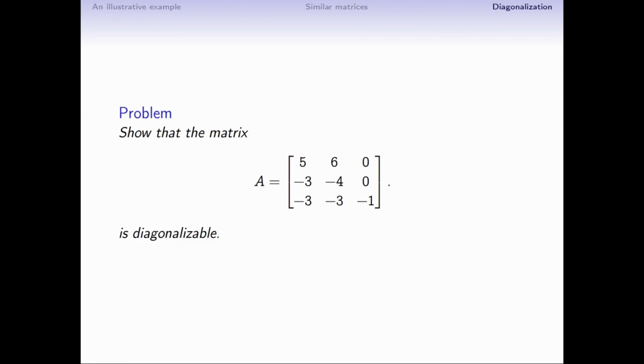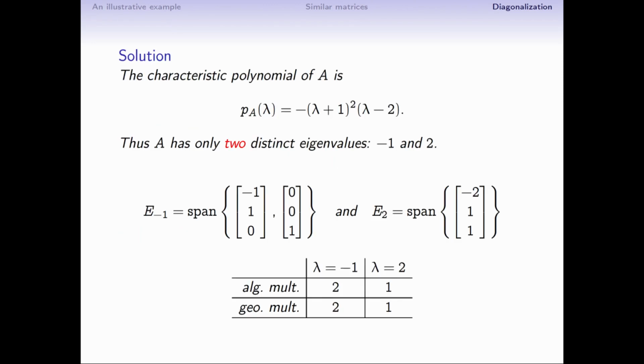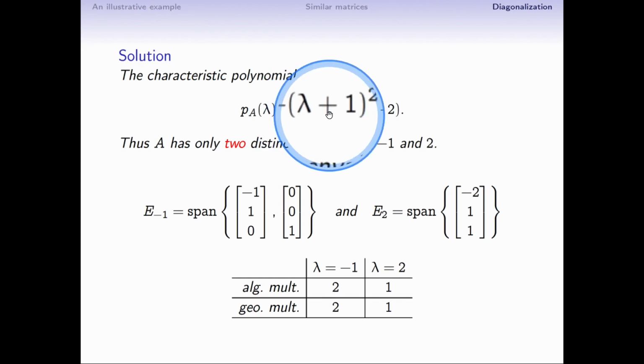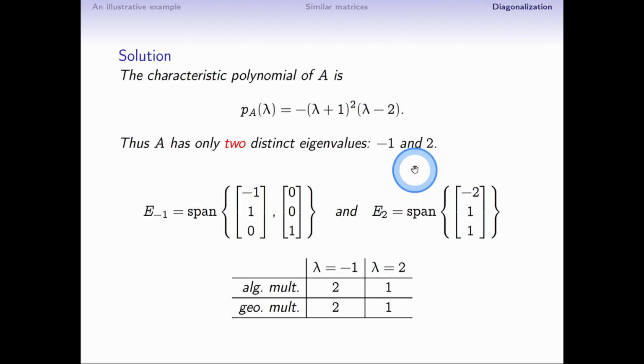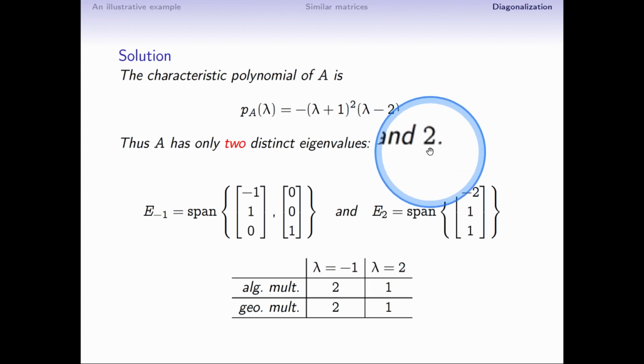Now let's look at the following problem. Let's show that the matrix A is diagonalizable. Now when we compute the characteristic polynomial of A, we find that it factors as -1 times (lambda plus 1) squared times (lambda minus 2). And this shows that A has only 2 distinct eigenvalues, namely -1 and 2. Now, in order to show that A is diagonalizable, I have to show that A has 3 linearly independent eigenvectors. So in order to do that, we're going to have to carry out some further analysis, and this involves computing the eigenspaces associated with each of these eigenvalues.